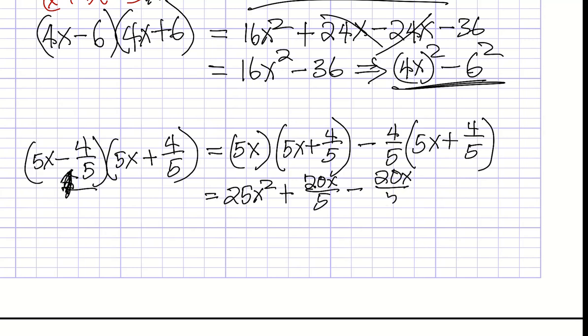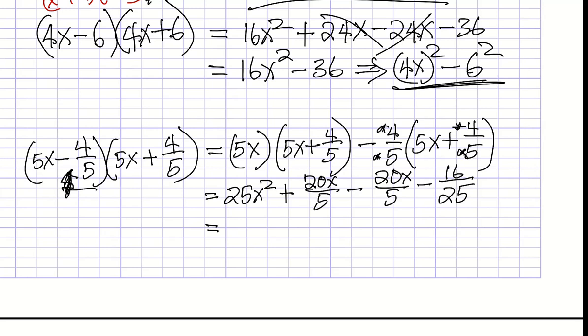20x over 5 minus 16 over 25. You see that, right? Because you have to multiply this, multiply that, and then multiply this and multiply that. You see that, right? Okay, I think I'm doing it right.